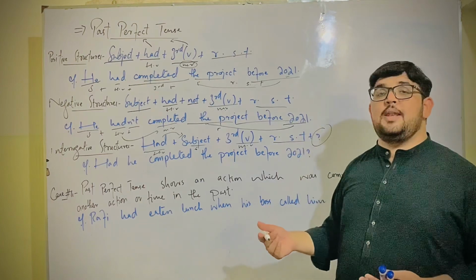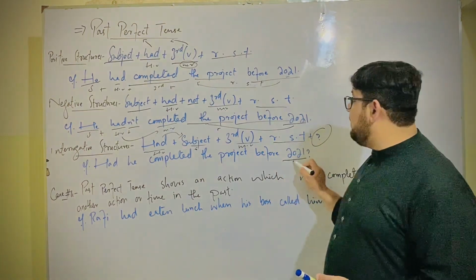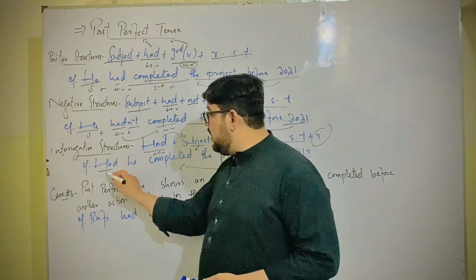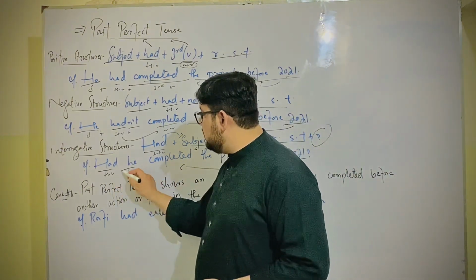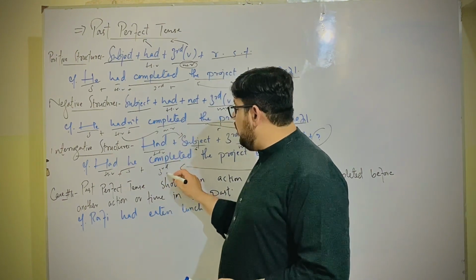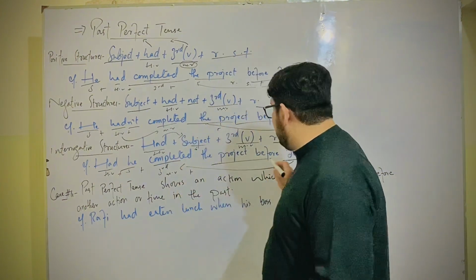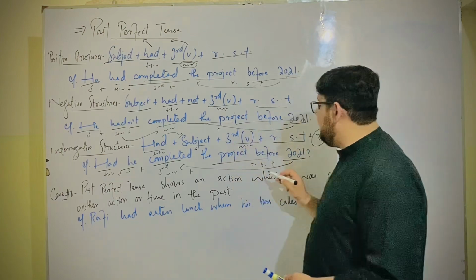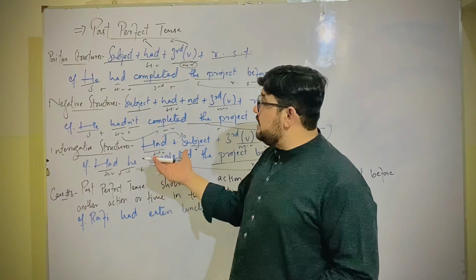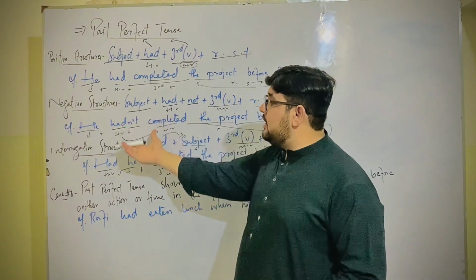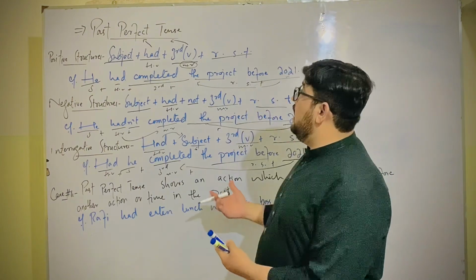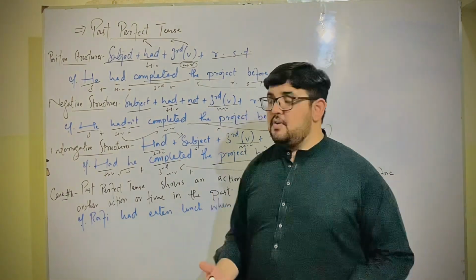So before this time, was the project completed? The question is that. So we use the helping verb, subject, plus the third form of the verb, our main verb, plus the rest of the sentence, and we have a question mark to form the question. So this is how we can construct a positive sentence, a negative sentence, and an interrogative sentence following the three structures of past perfect tense.